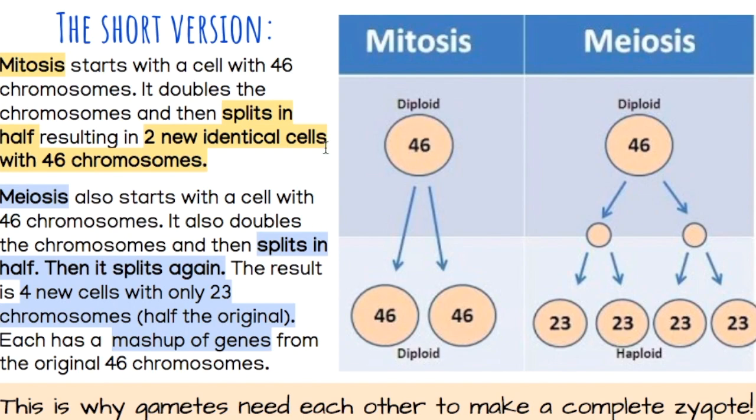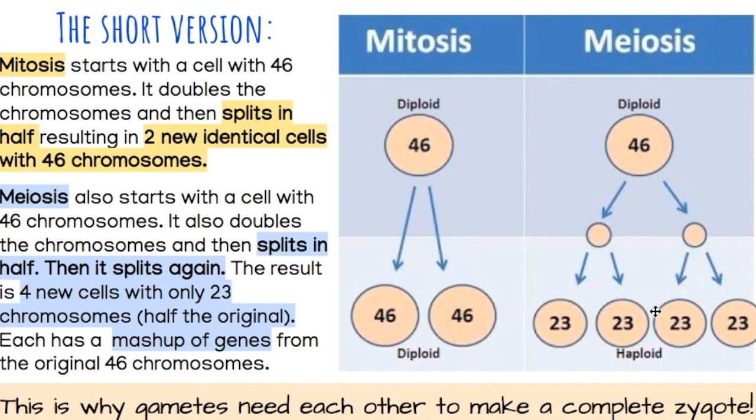Mitosis and meiosis compared. The short version, you know this about mitosis already. Mitosis starts with a cell with 46 chromosomes here. It doubles the chromosomes and then it splits in half down here, resulting in two new identical cells, also with 46 chromosomes. Meiosis, however, starts also with a cell with 46 chromosomes. It doubles and splits there, and then it ends up splitting again, and the result is four new 23 chromosome cells, which is half of the original information.